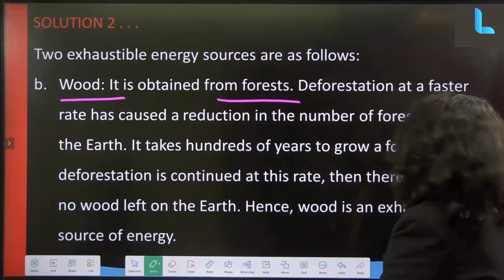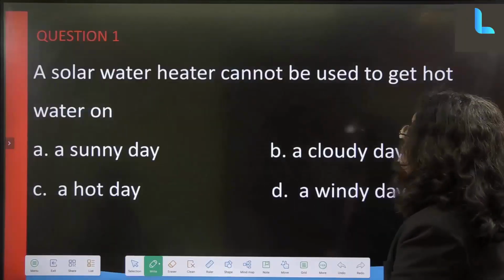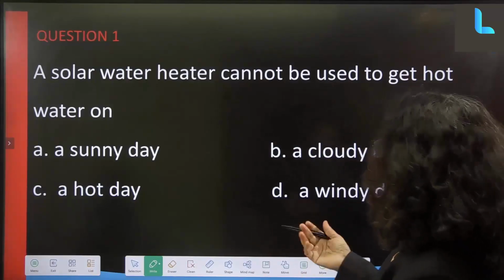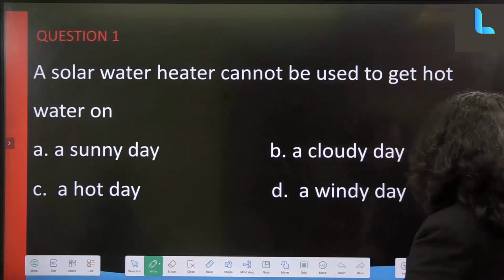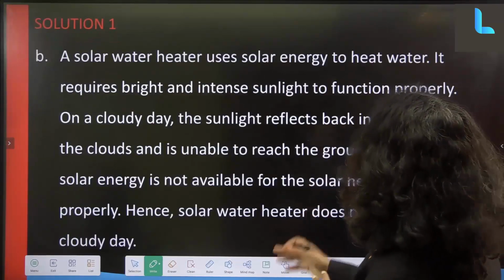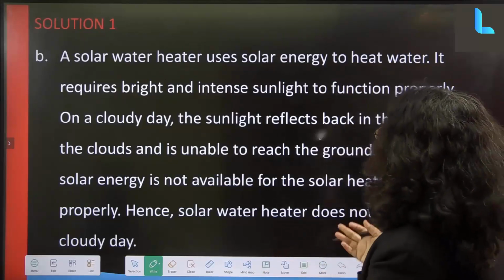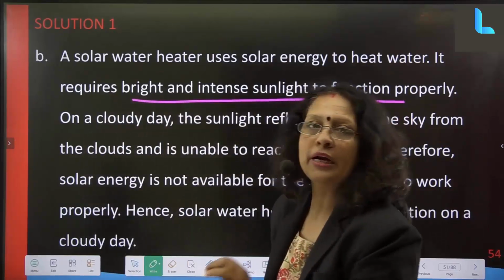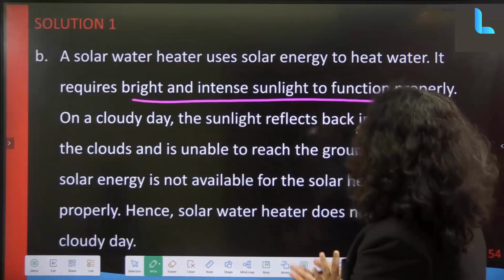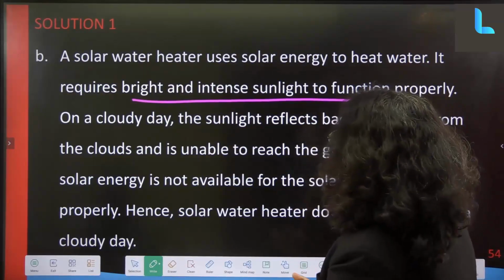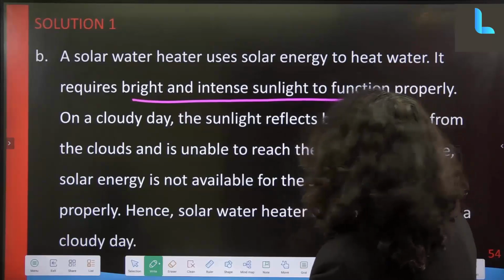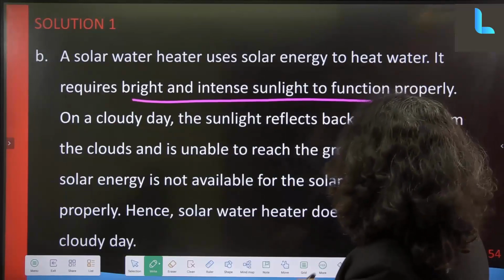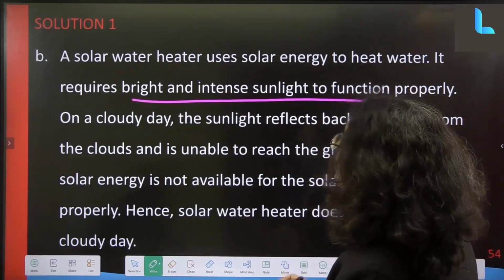A solar water heater cannot be used to get hot water on a sunny day, hot day, cloudy day or a windy day. A solar water heater uses solar energy to heat water and requires bright and intense sunlight to function properly. On a cloudy day, sunlight is reflected back into the sky from the clouds and is unable to reach the ground. Therefore, solar energy is not available for the solar heater to work properly. A solar water heater does not function on a cloudy day.